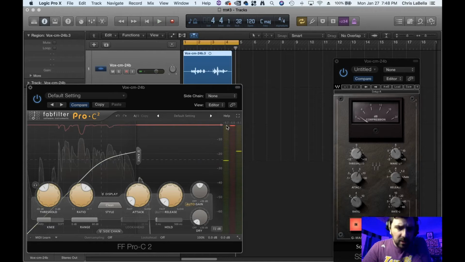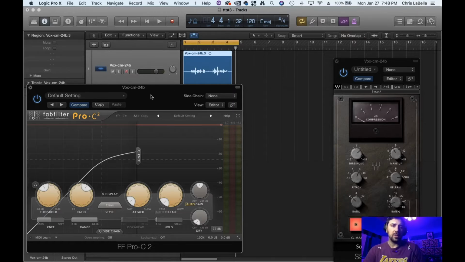So as you can see, the input level of that audio signal was -9.7 decibels. And then it was having -6.6 decibels of gain reduction. And then the output level was -9.1. So then that was going from this compressor into this compressor.